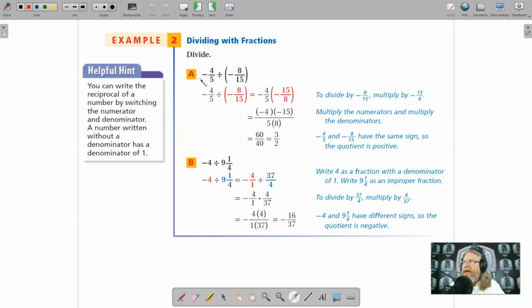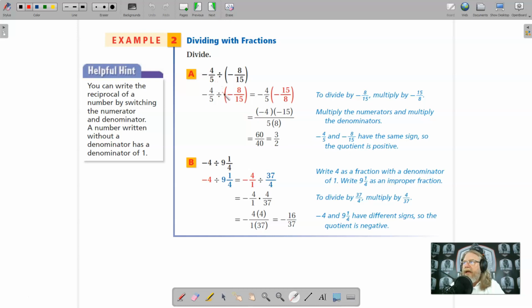So let's go ahead and read here. You can write the reciprocal of a number by switching the numerator and the denominator. A number without a denominator has a denominator of 1. So that's like example B. We'll look at that in part B. So negative 4/5 divided by negative 8/15. Well, it's negative divided by negative, so we know it's going to be positive. And sure enough, our answer is positive down there.